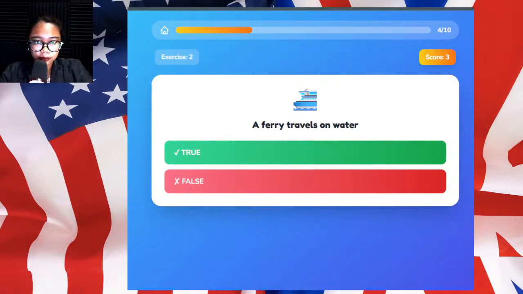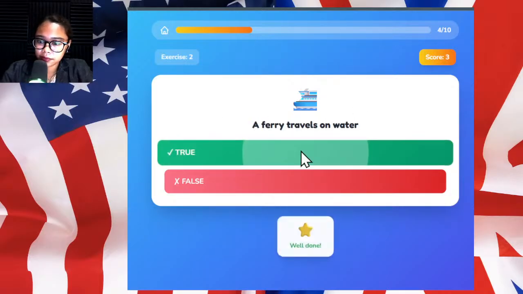Okay, all right. Our statement here is a ferry travels on water. Now remember what a ferry is? It is a special kind of ship that acts like a bus but on water. Okay, so this statement is correct. Again, a ferry crosses the river every hour. So ferries usually travel back and forth between two specific places, like two sides of a river or between a city and an island. Okay, so that is a ferry. So this is correct, or true. Okay, well done.